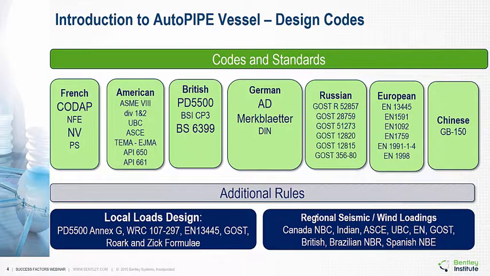AutoPIPE Vessel offers a wide range of global vessel codes, including regional wind and seismic, and global design codes which are French, American, British, German, Russian, European, and the recently introduced Chinese GB150 code. It also supports local analysis methods and comprehensive regional seismic and wind loadings for Canada, India, ASCE, European, Russian GOST, British, Brazilian, Spanish, and Chinese.